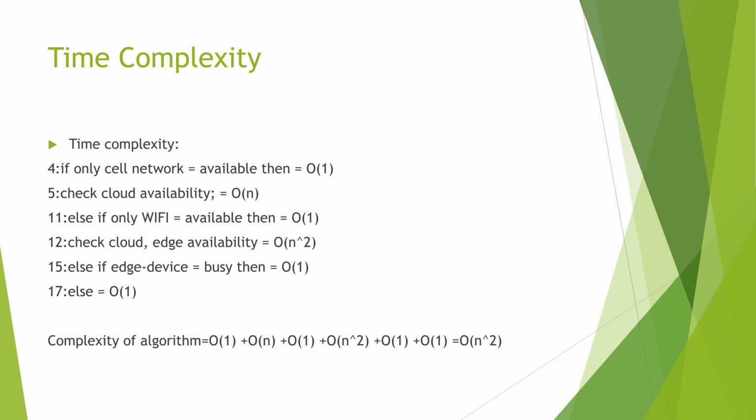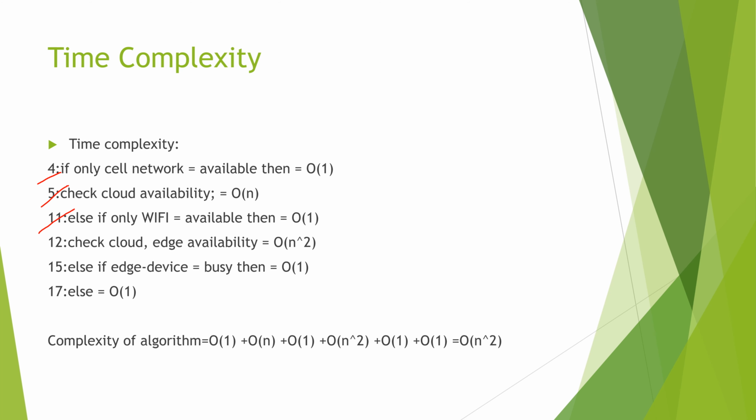The complexity of the algorithm is generally calculated by providing input to the algorithm and summing up the time taken for the input to be executed. Line 4, where the cell network is checked, the complexity is big O of 1, and for checking the n cloud instances, the complexity is big O of n. The time taken for the else part for the execution is big O of 1.